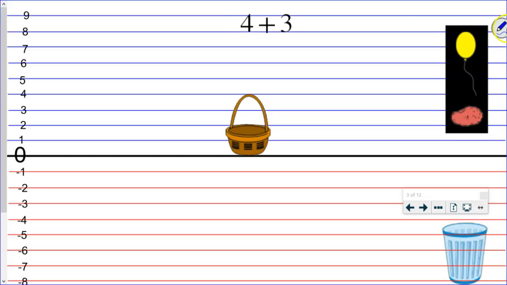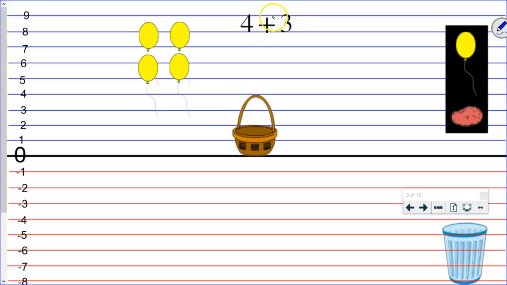Well, positives, you just said, are represented with balloons, right? So what is in the basket to start? 4 balloons. So I'm going to go ahead and drag out 4 balloons. Already done it. This symbol is more important than you realize. This symbol here means we're adding. And what that really means is there's stuff that's not in our basket yet that we are going to move into our basket. That's what add means.